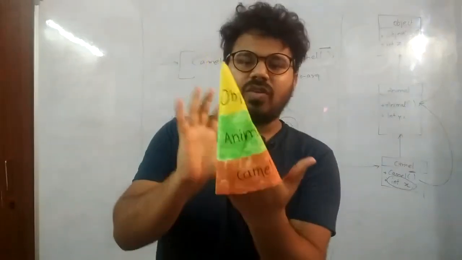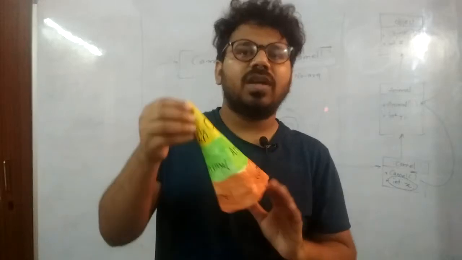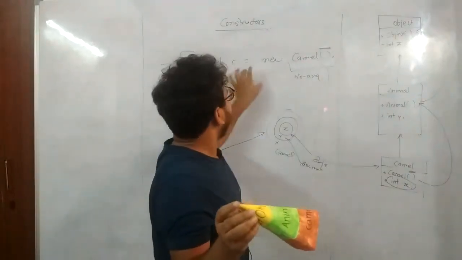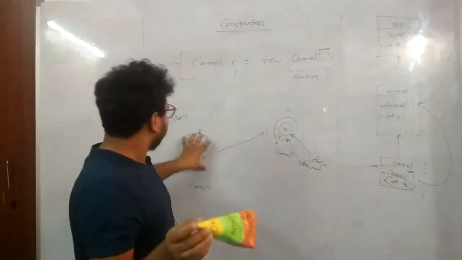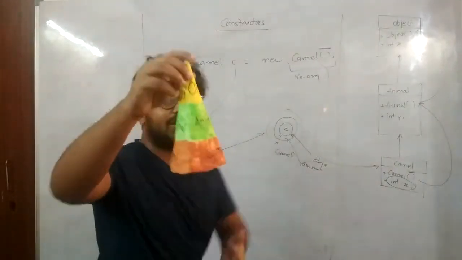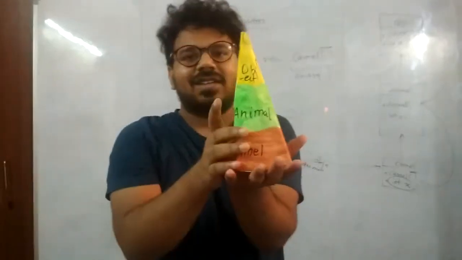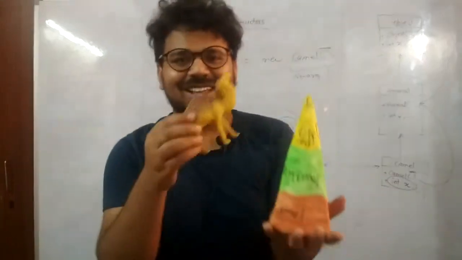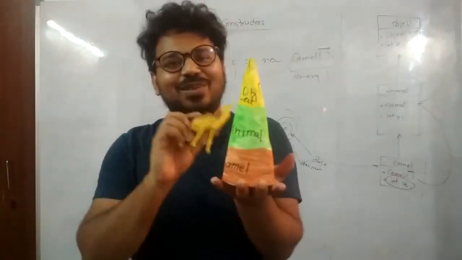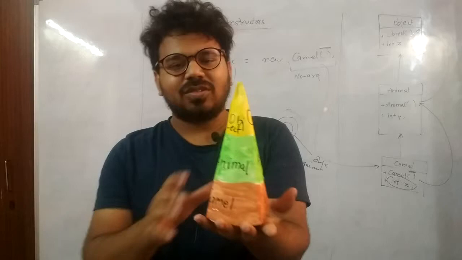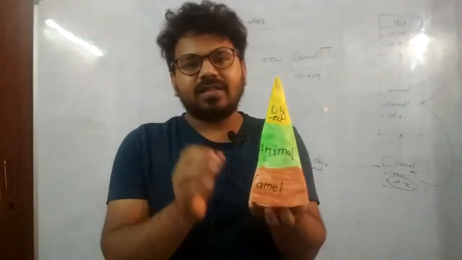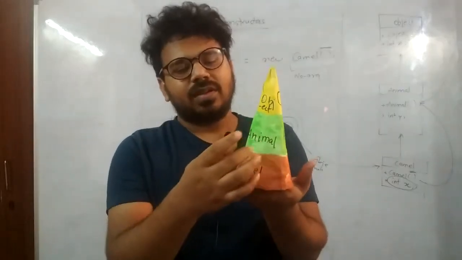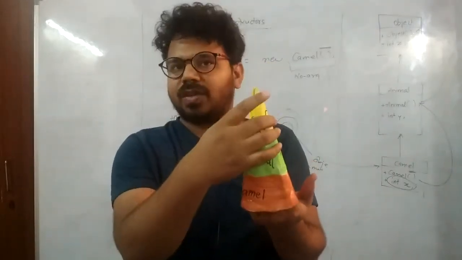Now see what it is. As a whole it is a camel object. When we create Camel c = new Camel(), this camel object is here in my hand. Actually it does not look like a camel, but it is our camel object. So see here, this camel object contains an animal portion, and it also contains an object portion.